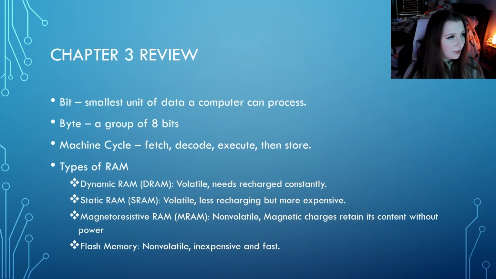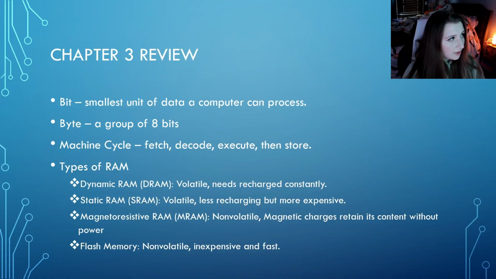In chapter 3, I learned about a bit and a byte. A bit is the smallest unit of data a computer can process, and then a byte is a group of 8 bits. So 8 bits make up 1 byte. And then I also learned about the machine cycle, which is fetch, decode, execute, and then store.